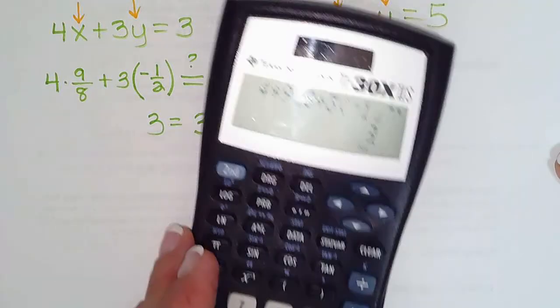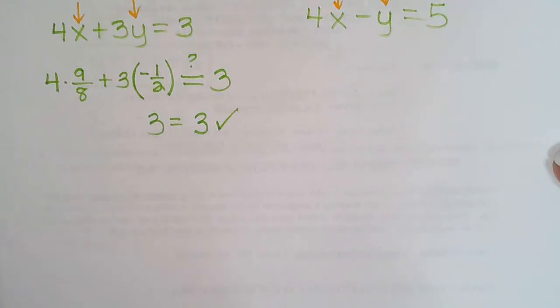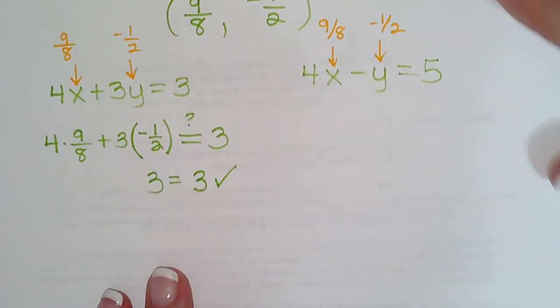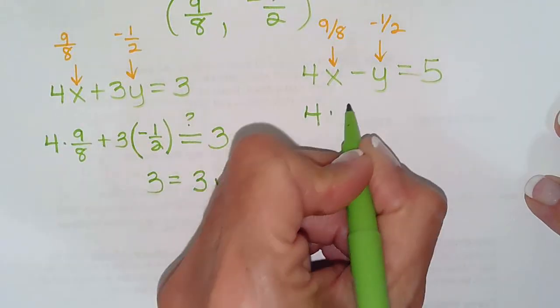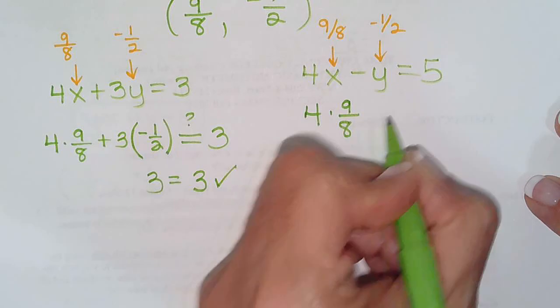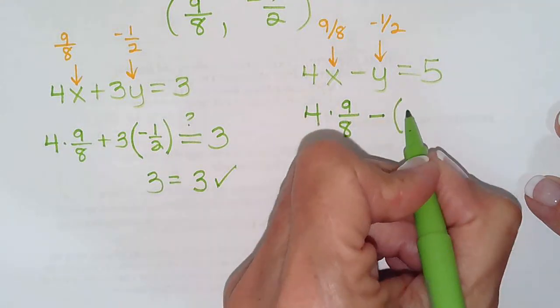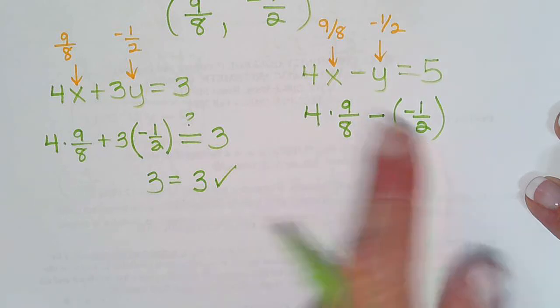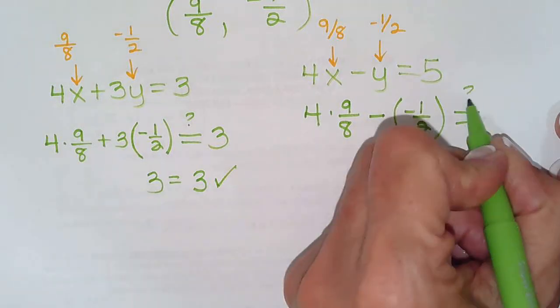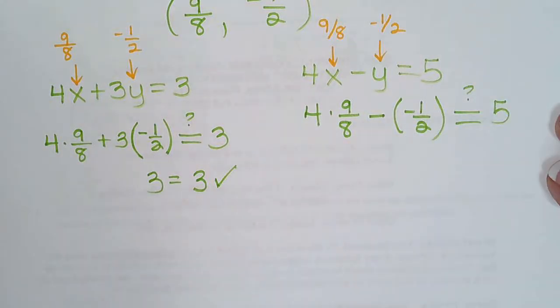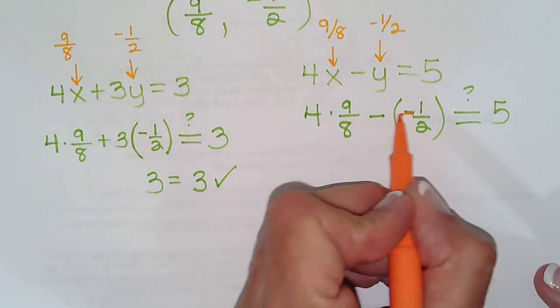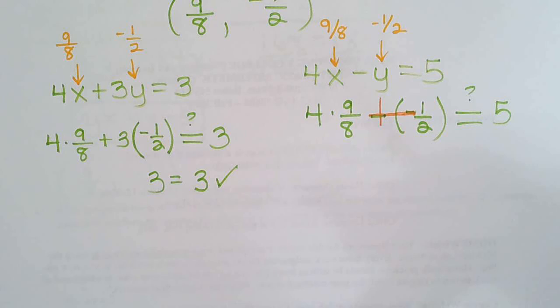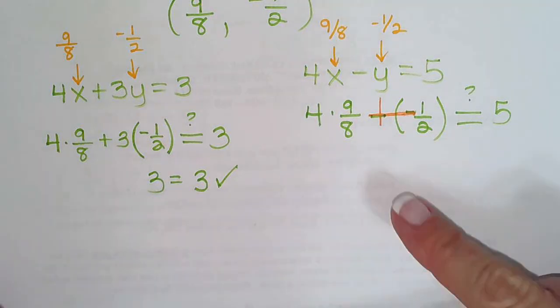Now let's check the other one. So we want to know, does 4 times 9/8 minus -1/2. Remember, anytime you put a negative in, you have to close it in parentheses. And we want to know, when we type that in the calculator, will it give us 5? If it does, we can walk away and be happy. So this double negative is going to turn into a positive. Or you could have typed the double negative in the calculator. That just makes it easier.